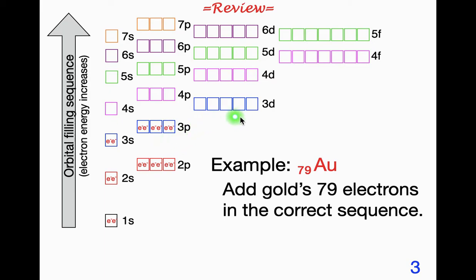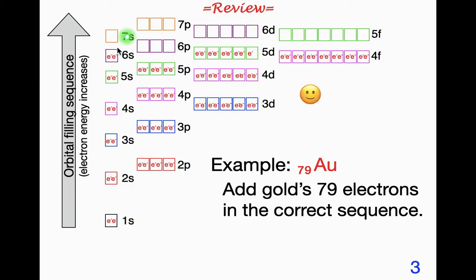And then the 3s, the 3p, and then you might think it would go to the 3d, but no, the 4s is actually lower energy than the 3d, so it gets filled first. Then the 3d, 4p, 5s, 4d, 5p, 6s, 4f, and 5d, and then that's it. So that's the sequence.